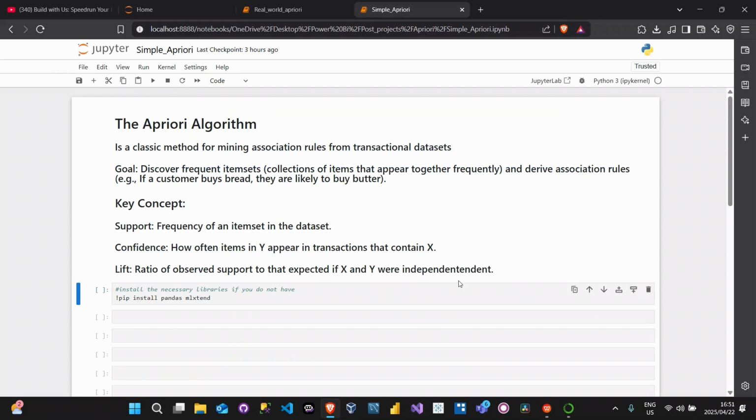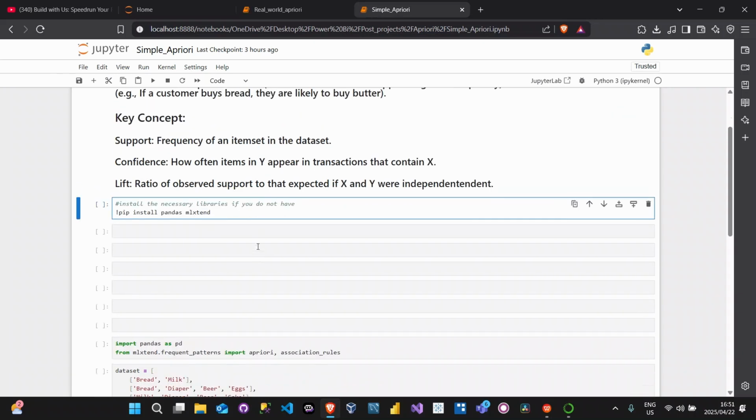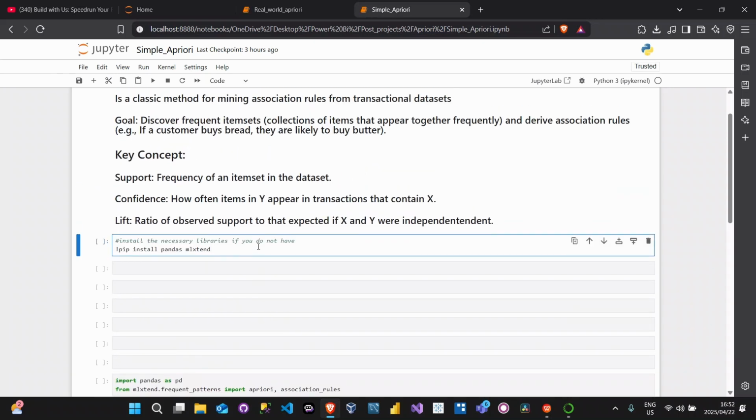I'll just quickly run through. You can run the first and foremost step. I'm using a Jupyter notebook here in this instance. You just install the requisite libraries that we'll be using for analysis. In this instance, we're using pandas and the mlxtend libraries. So you can run the install. On my end, I will not run this because I have already installed these libraries.